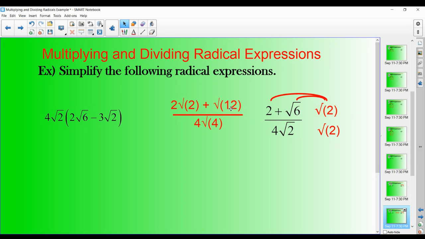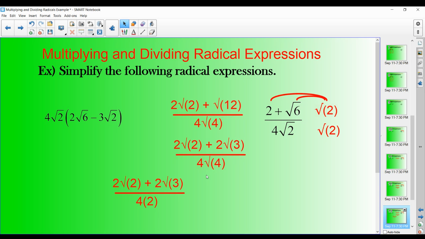And then we have square root of 12. In the denominator, we have 4 times square root of 2 times square root of 2, so 4 square root of 4. Next, we're going to simplify. So we're going to simplify square root of 12 and get 2 square root of 3. We can simplify the square root in the denominator and get 4 times 2. We can do a multiplication step in the denominator.